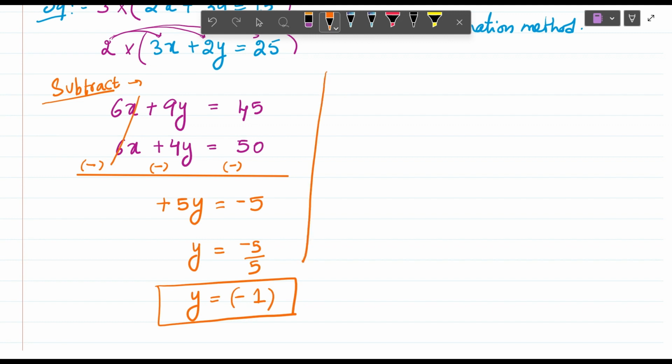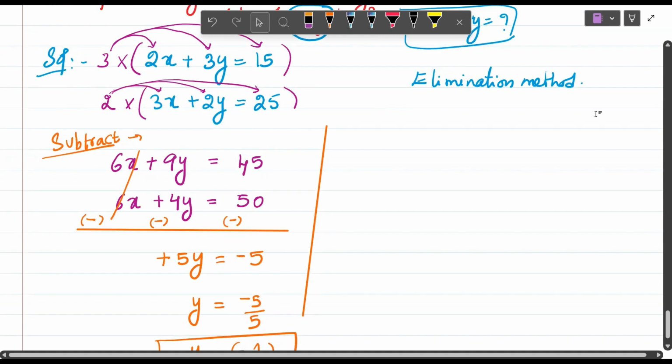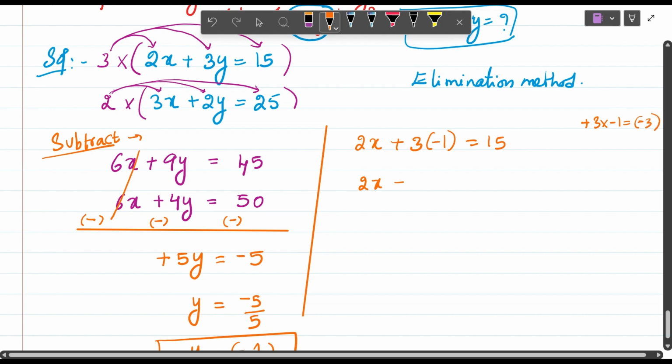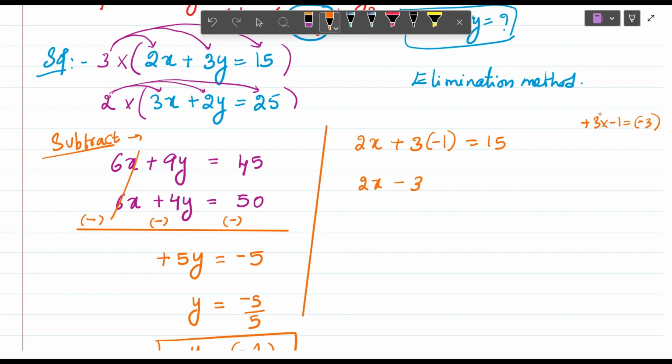Clear? So next, we have to apply the value of y in any of our given equations. So for the first equation, I am taking 2x plus 3 into minus 1, so the value of y I have applied here, that is equal to 15. Is it clear? So now solve: plus 3 into minus 1 gives, by the integers concept, minus 3. Multiplication of different types gives a negative integer, and multiply the numbers. Clear? So minus 3, that is equal to 15.